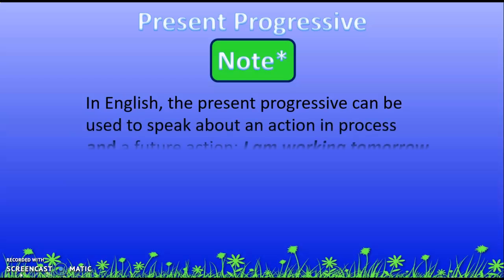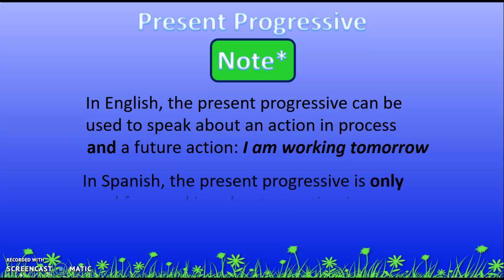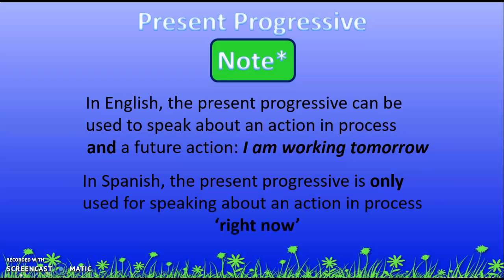So here's another note. In English, the present progressive can be used to talk about actions in process and a future action. So it's okay in English to say, I am working tomorrow or later. In Spanish, you can't use it for that. You can use only the present progressive for speaking about something that is happening right now at this moment, ahora mismo.